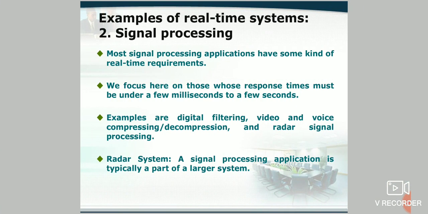The next real-time system example is signal processing. Most signal processing applications have some kind of real-time requirement. Here we focus on those applications whose response time must be under a few milliseconds to a few seconds, like digital filtering, video and voice compression and decompression, and radar signal processing. In the next slides we will discuss how the radar system is actually used, its real-time characteristics, and how real-time systems work there.